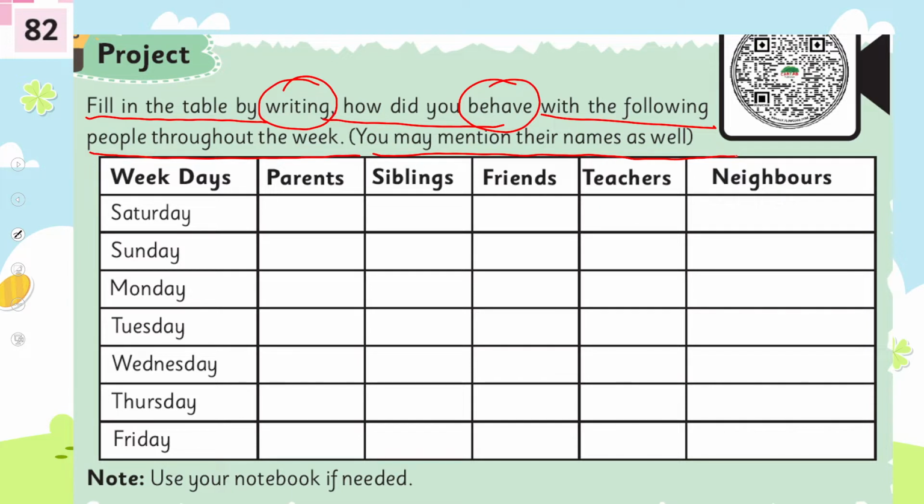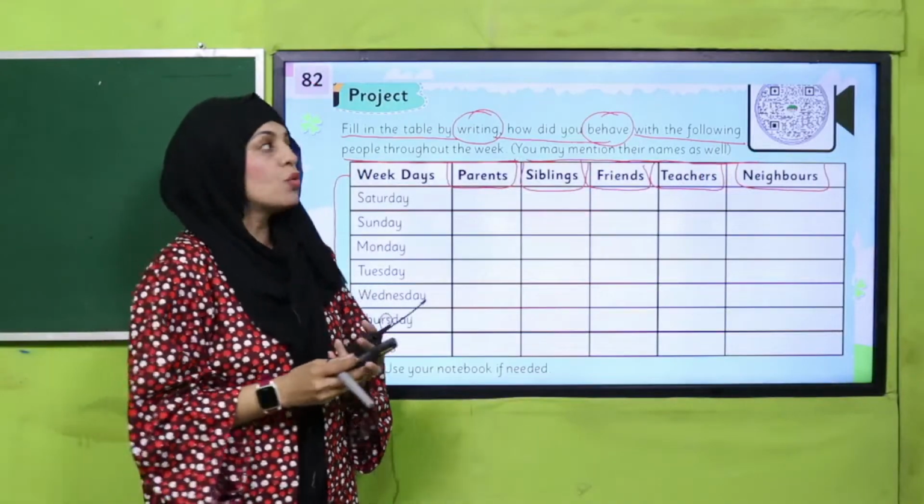So my dear students, पूरा हफ्ता week के names लिखे हुए हैं यहाँ पे Saturday, Sunday, Monday, Tuesday, Wednesday, Thursday, Friday. और आपने ये बताना है कि इन लोगों के साथ लाइक विद योर पेरेंट्स, सिबलिंग्स, फ्रेंड्स, टीचर्स एंड नेबर्स आपने किस तरीके से बिहेव किया था, आपको लिखना है. कौन से वोकैबुलरी वर्ड्स आप इसके लिए यूज कर सकते हैं?